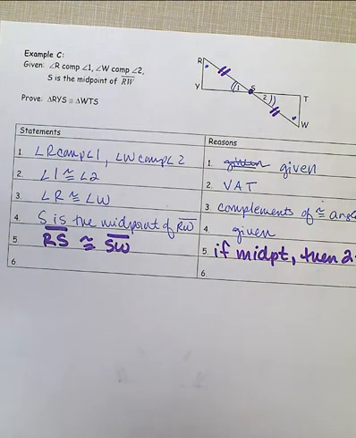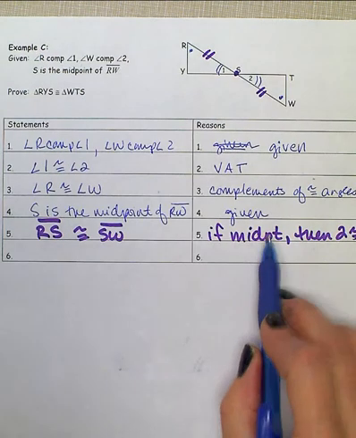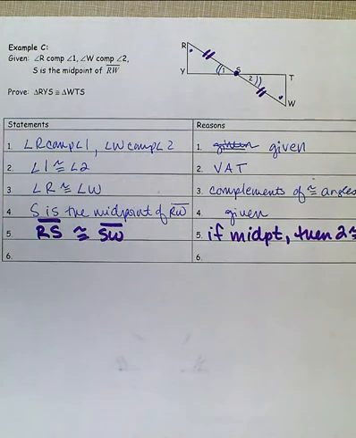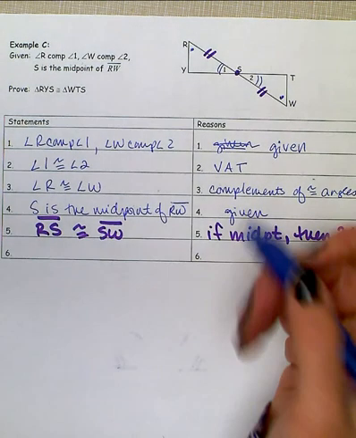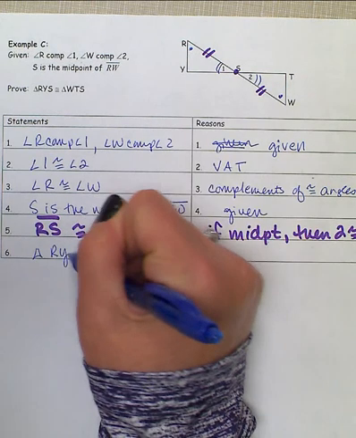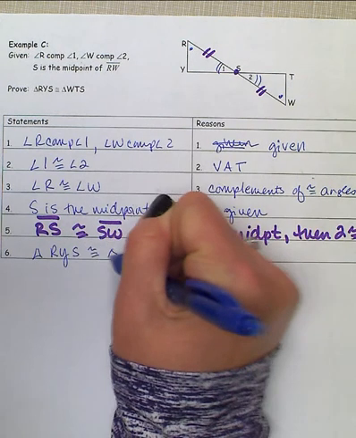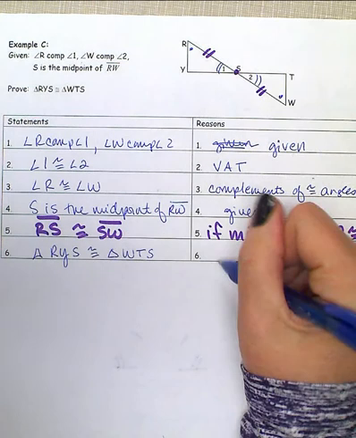Segments. Don't say two congruent angles. A midpoint is a point in the middle of the segment. An angle bisector is a ray that bisects an angle. Big difference. So now I have these two triangles congruent. RYS is congruent to triangle WGS by angle, side, angle.